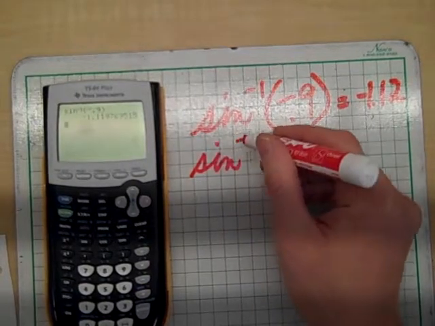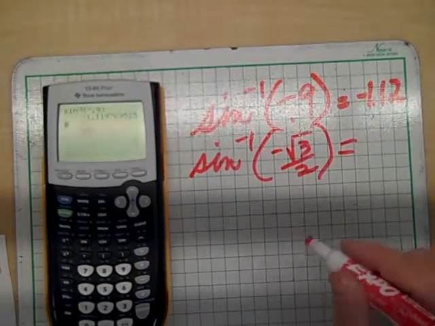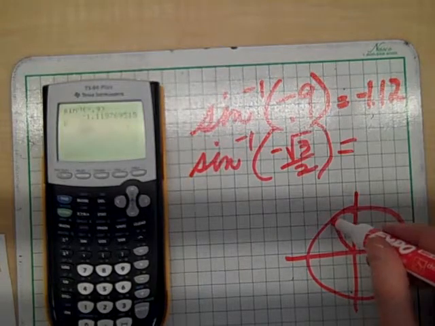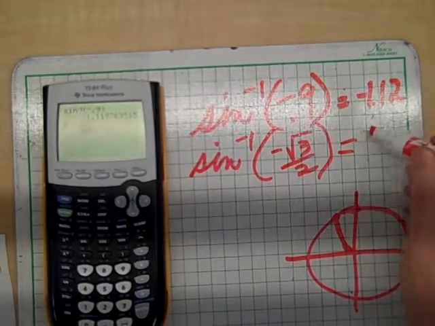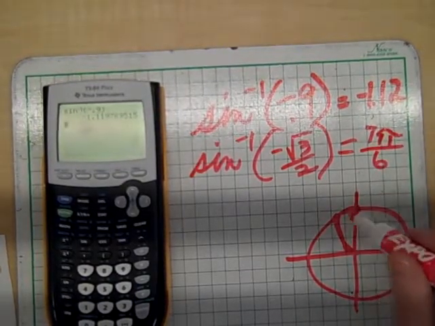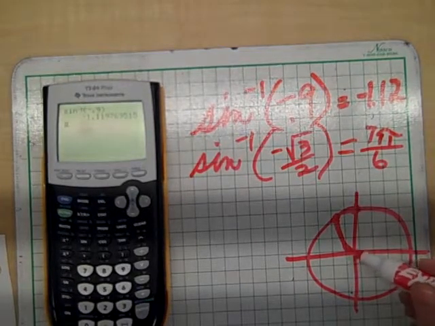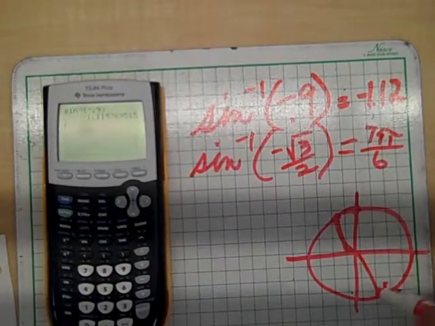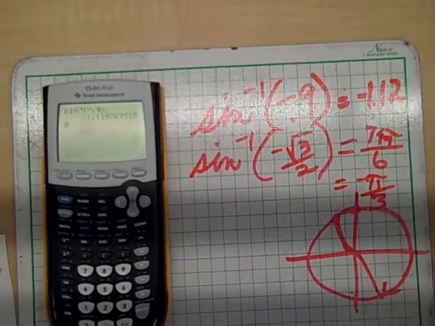Let's try one that's on the unit circle. The inverse sine of negative radical 3 over 2. If you think about that, negative radical 3 over 2, it'd be kind of high here. I believe that is 7 pi over 6 at this point right here. In addition to that, I could look right here and go in this direction, and that would also equal negative pi over 3. So the fact that one value can give you more than one value here says that that is not a function.